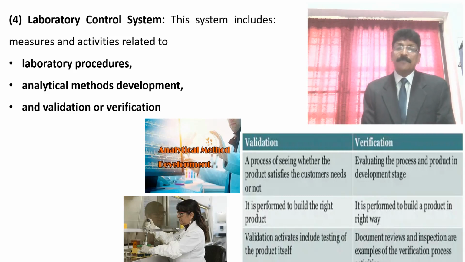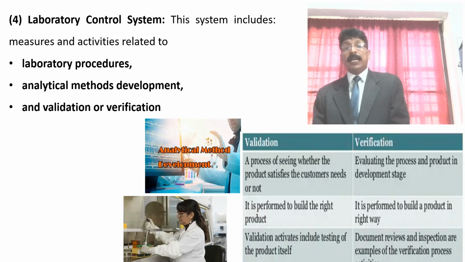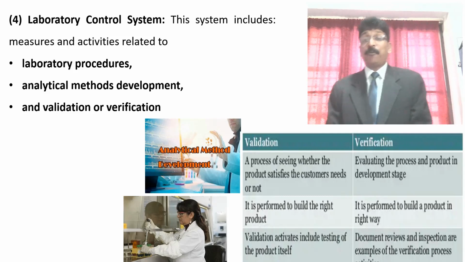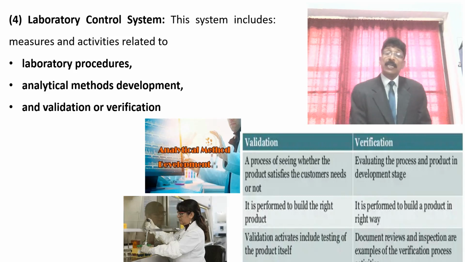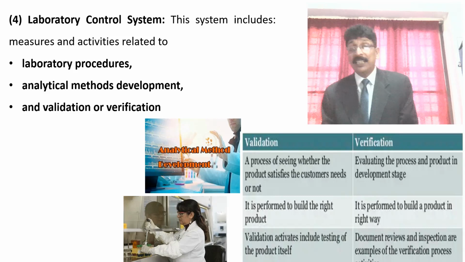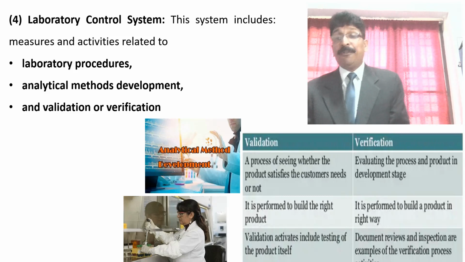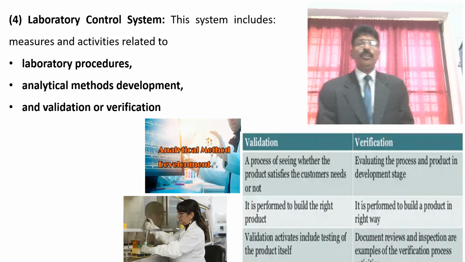stage. Validation is performed to build the right product, and verification is performed to build a product in the right way. Validation activities include the testing of the product itself. And for verification, you can see that document review and inspection are examples of verification process activities. So you can see that it is very important.